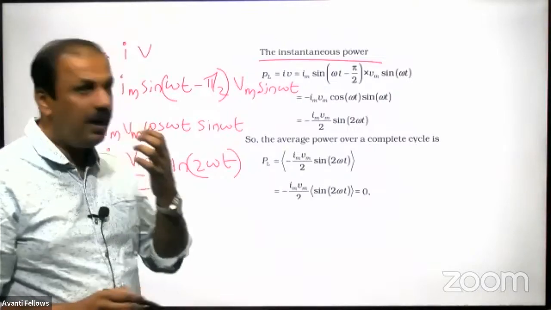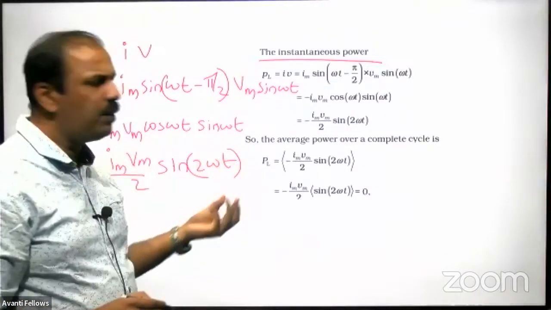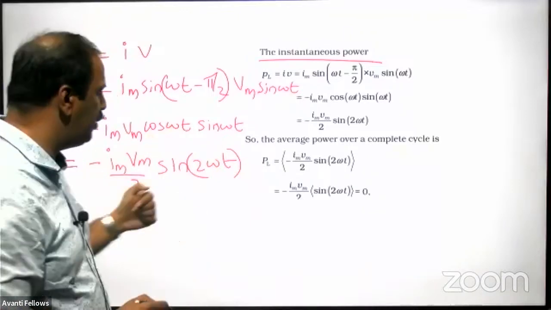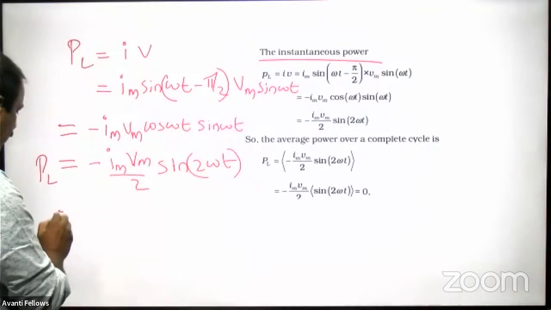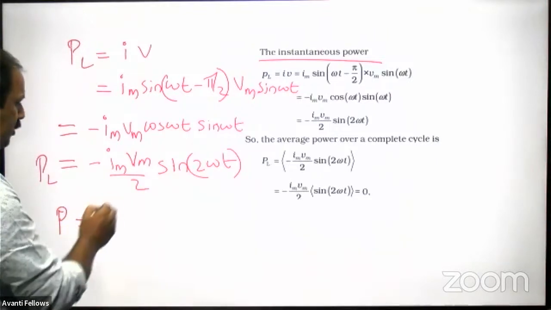But we have to take the average power, because instantaneous power is for a small instant. We have to take the average of this one. So to calculate the average power, we can take the average of this one.